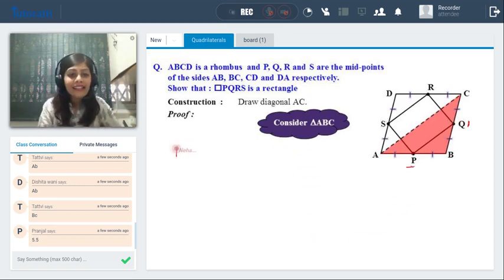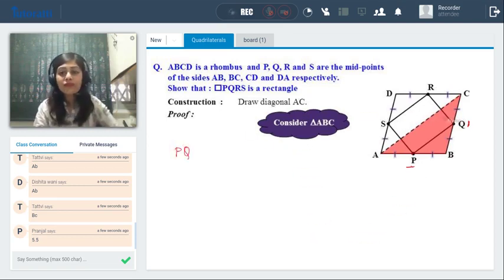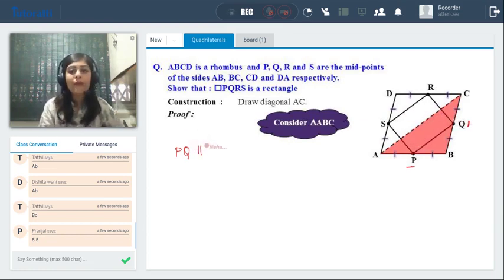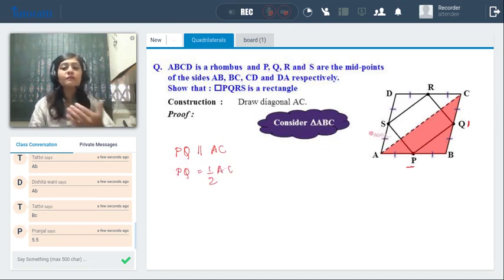And what do we get? This line segment PQ, which is formed by joining the midpoints, will always be parallel to AC, and it will also be half of AC. Students, yes, PQ is parallel to AC, PQ is half of AC. This is what we understand by the midpoint theorem.